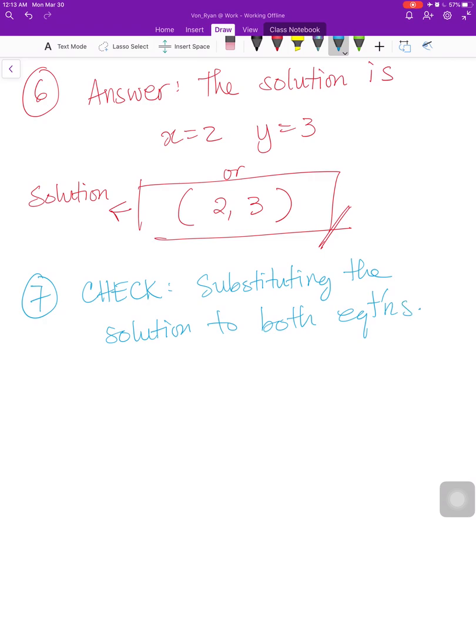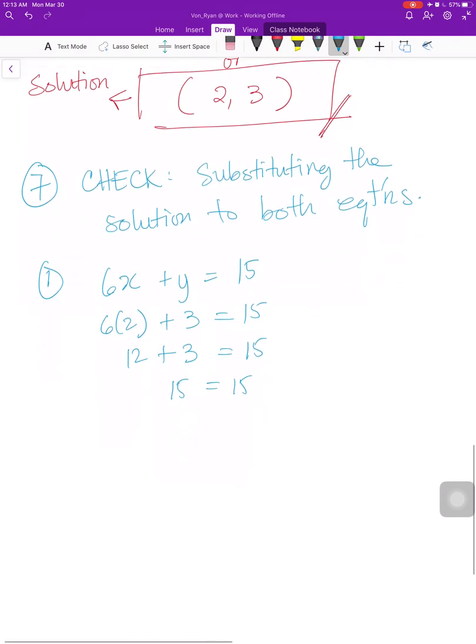Okay, so for example, for equation 1, we have 6x plus y equals 15. Now, if x is equal to 2 and y is equal to 3, this should add up to 15. So 6 times 2 plus 3, because x is 2, y is 3, is equal to 15. That's 12 plus 3. That's 15. 15 is equal to 15. So it satisfies the first equation.